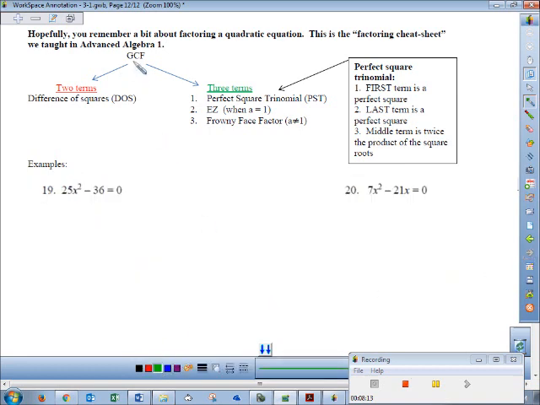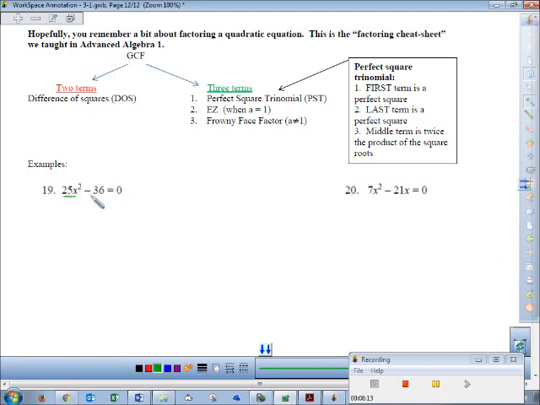Let's talk ourselves through the factoring cheat sheet here. Is this a GCF? Do we have a GCF? No. There's only two terms, so it's either GCF or difference of squares. And since we've already determined there's no GCF, it's got to be a difference of squares.